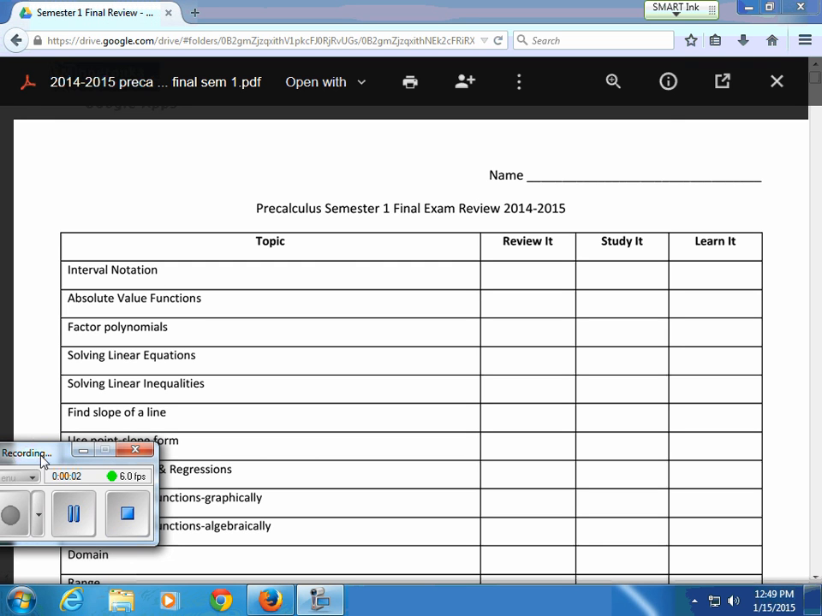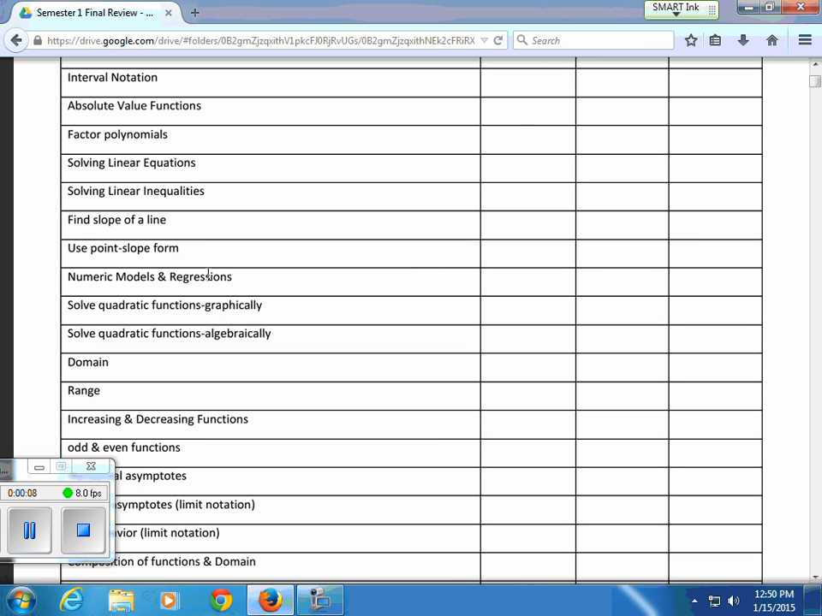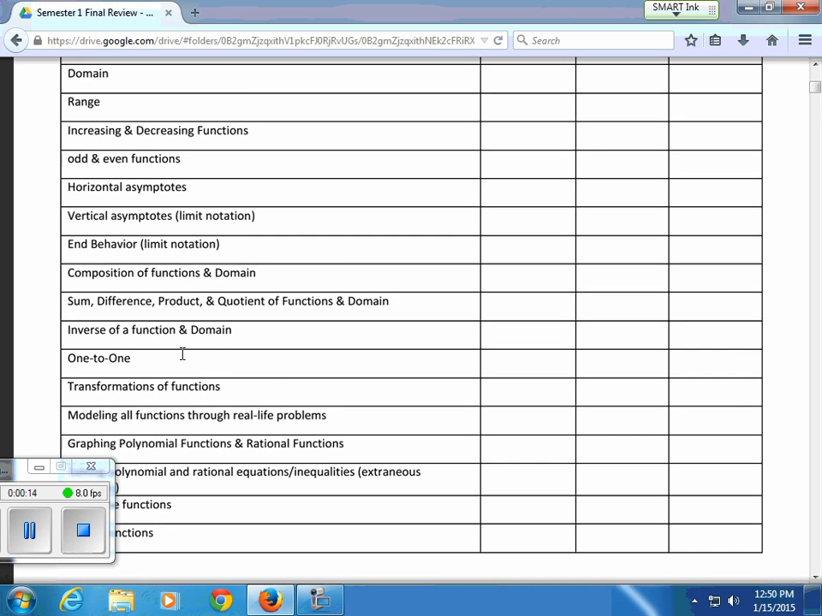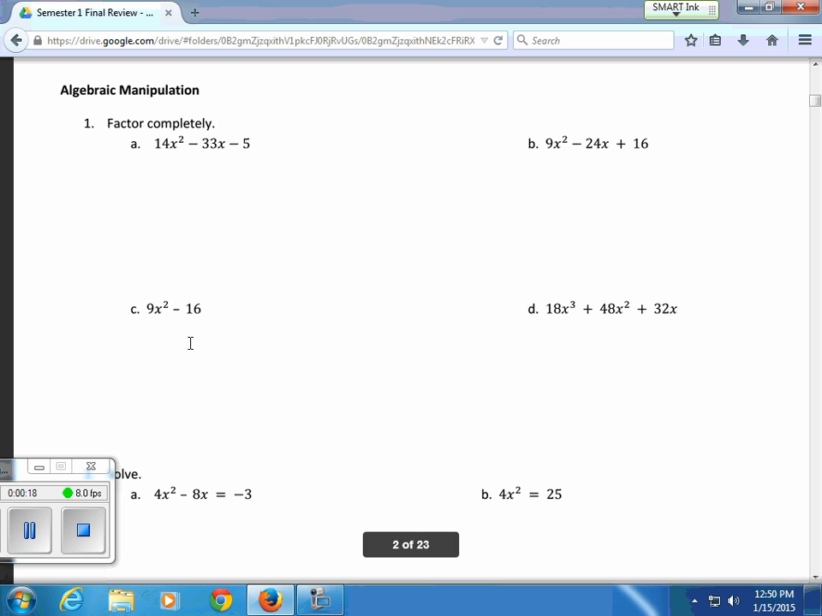Okay, so today we are doing a review for the final for Precalc Semester 1. Here's a list of all the topics on that front page, and if you just wanted to, you could go through that way and say, I don't think I'm very good at point slope form or whatever it is, and narrow it down that way. But there are 23 pages of problems here, or actually I guess the first page counts as a page. There's 22 pages of problems, and the very first one here, this one stumped a lot of people.